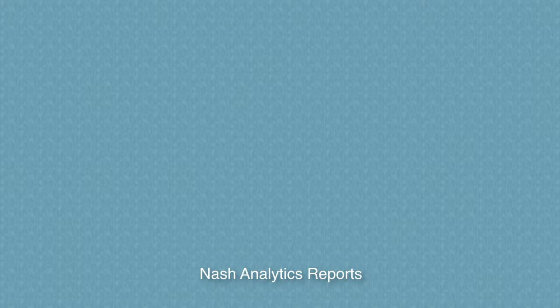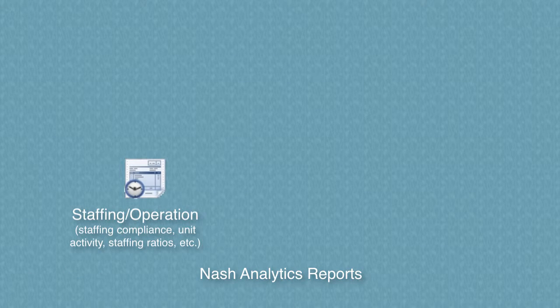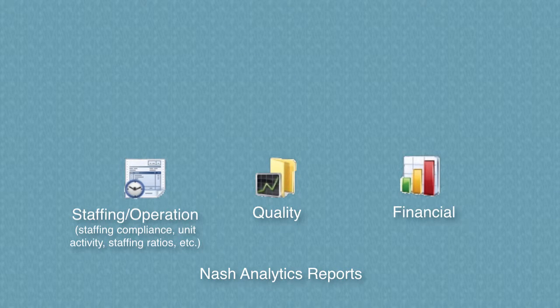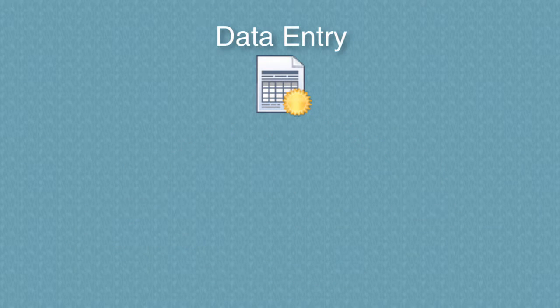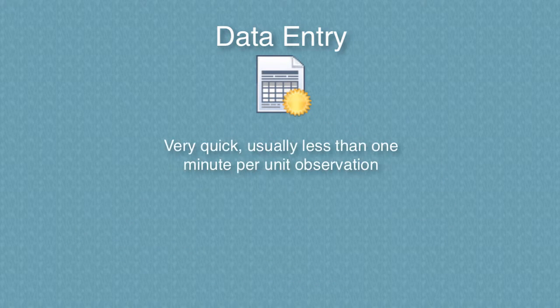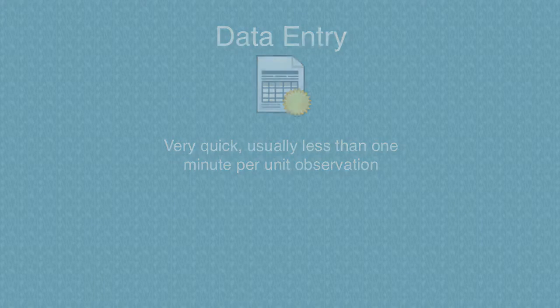Unit leaders use Nash Analytics to run reports on staffing compliance, unit activity, staffing ratios, care quality, and financial data, all based on the data you enter into Nash Analytics, so the accuracy and timeliness of the data is very important. You will find that the data entry process is very quick, usually less than 1 minute per unit observation.